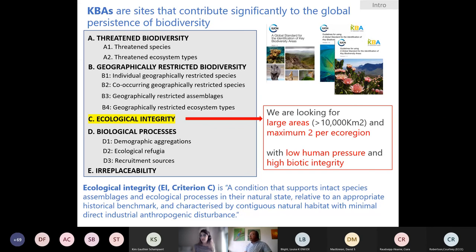And maximum two areas per ecoregion. That's our target. And we are looking for two main characteristics in those areas. The first one is low human pressure, and the second one is high biotic integrity. So that's the challenge that we have now.